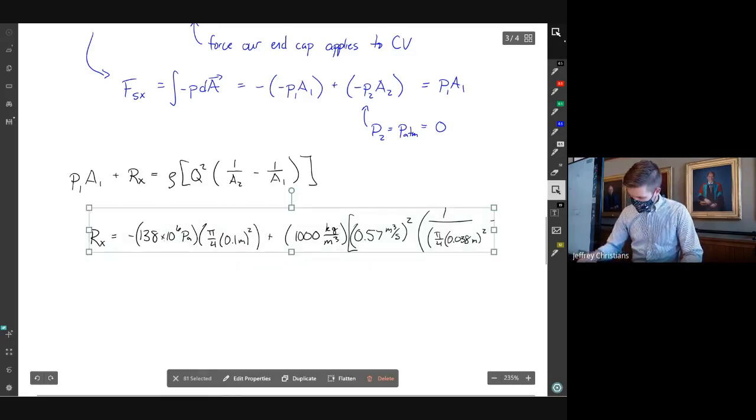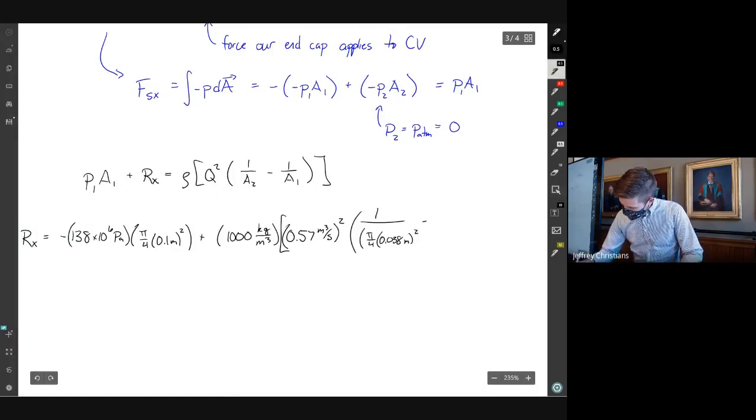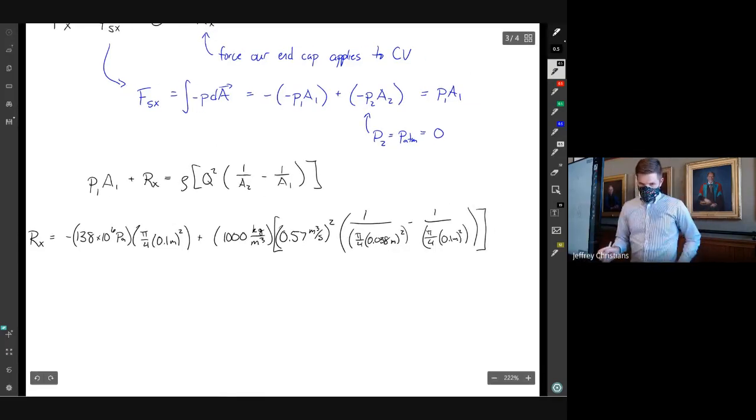And then I'm running out of space. Move that over a little bit. Minus 1 over pi over 4 times 0.1 squared. Okay, lots of parentheses. Okay, if you plug all that in, you'll get Rx equals negative 839 kilonewtons.